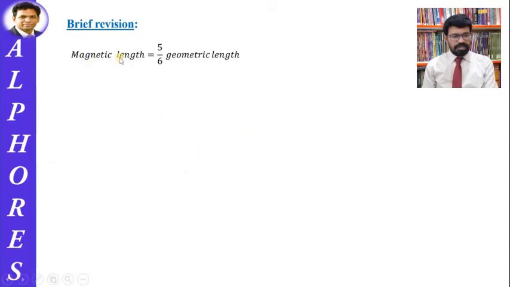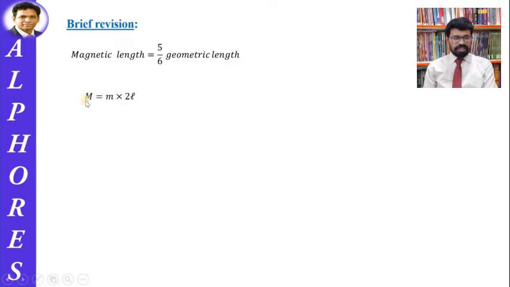Magnetic length. We have come to know that the magnetic length and geometric length of a bar magnet are not the same. Both are different. Magnetic length is the shortest distance of separation between the north and the south poles of a magnet. The relation between magnetic length and geometric length, in the sense of the end to end length of a bar magnet, is: magnetic length is equal to 5 by 6 of geometric length.